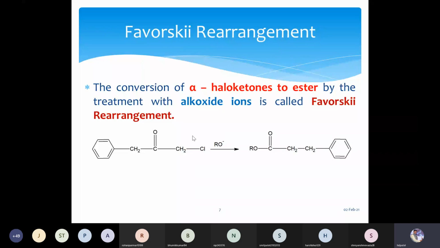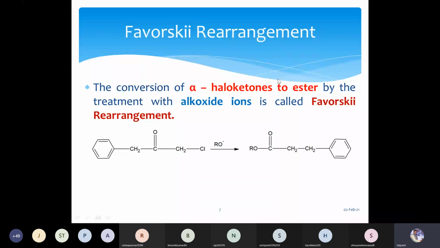Now, Favorsky reaction. In this reaction, what principle says? The principle of Favorsky reaction is conversion of alpha haloketones to ester. That is known as Favorsky rearrangement. But in presence of what? In presence of alkoxide. So if you are having only alpha haloketone, then you cannot get ester.